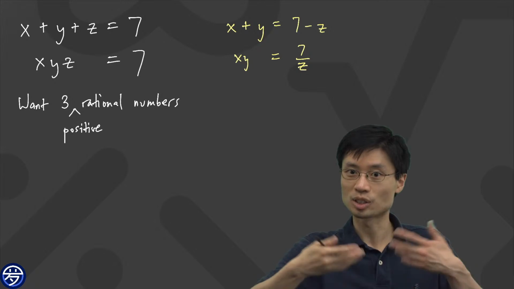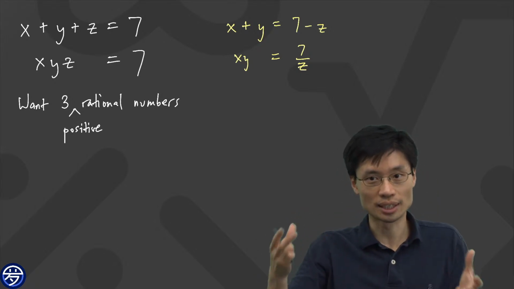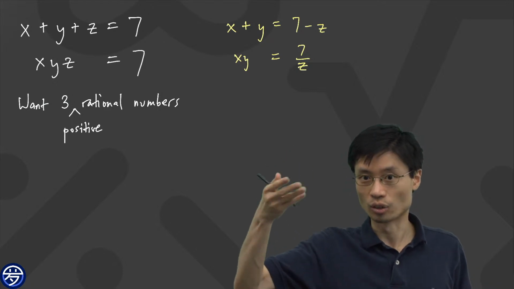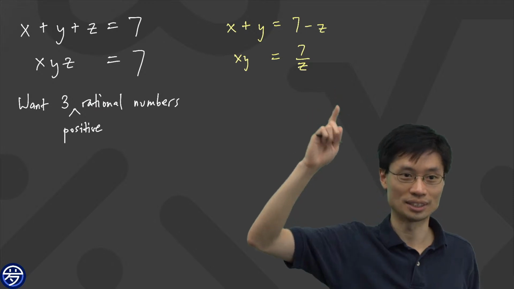Quadratic equations give me square roots. And I'll see what I need to be true about these quadratic equations in order for the square roots to be rational numbers. And that will tell me conditions on z.